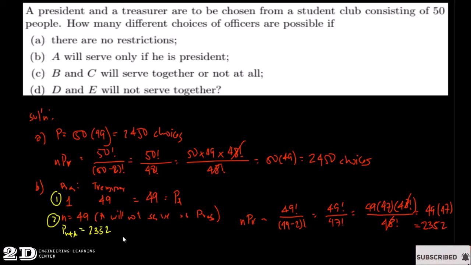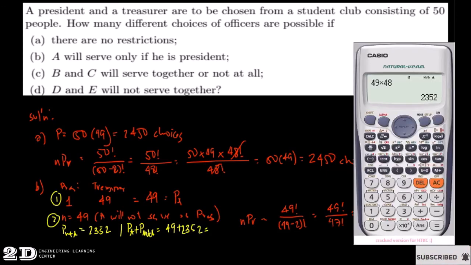Okay, so if you are going to get the total number of choices here, we just have PA plus P not A. So we have 49 plus 2352. If we use our calculator, this is now equal to 2401.